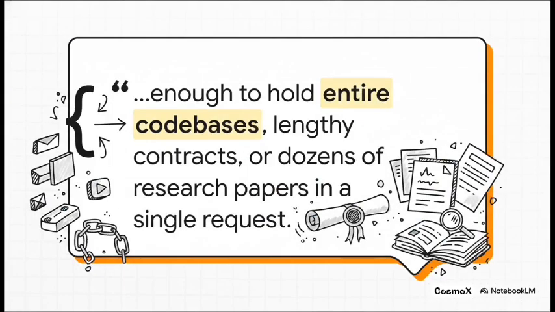But what does 1 million tokens actually mean for you and me? Well, Anthropic puts it like this. It's enough space to drop in an entire software codebase, or a super long legal contract, or even dozens of dense research papers, all in a single prompt. That is a ton of information to process at once.